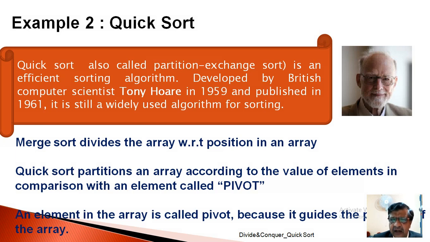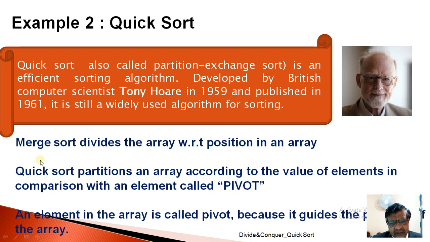The quicksort algorithm is really quick, as the name itself would imply, and we will see how exactly it is quick in comparison with merge sort algorithm. Quicksort algorithm is also called partition exchange sort algorithm. It's an efficient sorting algorithm developed by British computer scientist Tony Hoare in 1959, and it got published in 1961. It is still a widely used algorithm for sorting because of its quickness.